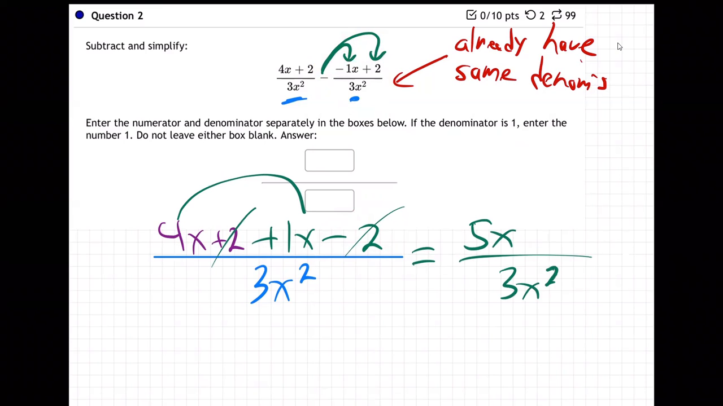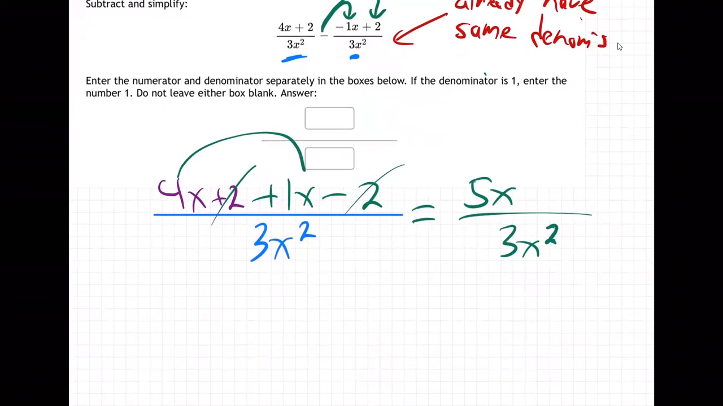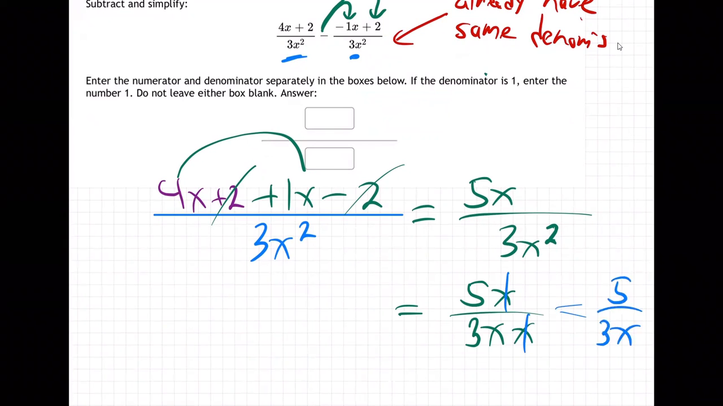So, okay, now do we stop there? Well, no, actually now that we have this, we can cancel. Here, let me rewrite it, maybe make it nicer. This is 5x over 3xx. That's what x squared really means. And so now you can cancel one of these with one of these. And so we're left with 5 over 3x.